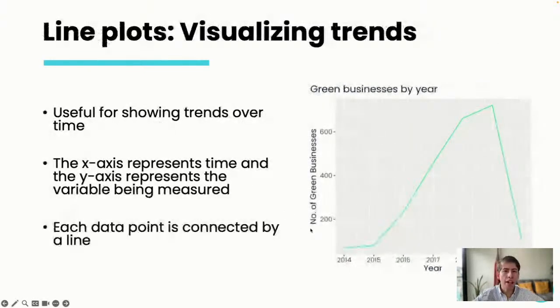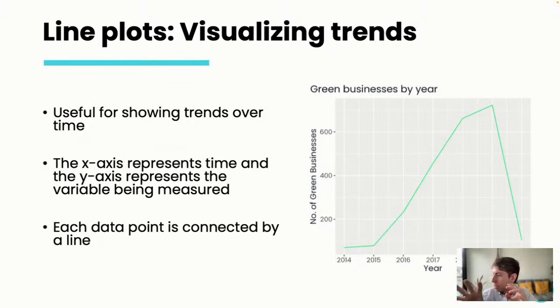Another kind of plot that you might have encountered are line plots. These are very useful to visualize trends, and especially trends across time. In general, it's very rare that you encounter a different plot. The x-axis, or the horizontal axis, will contain the information about time. In this case, the variable is the year that the green business was created. And the y-axis contains the other numerical variable of interest, in this case, the number of green businesses by each year.